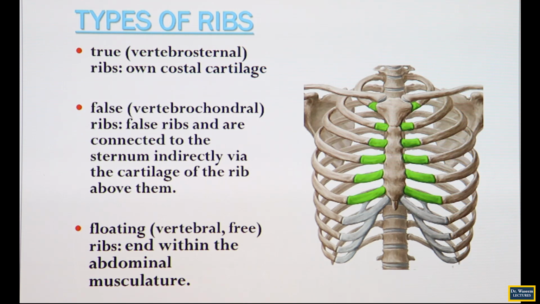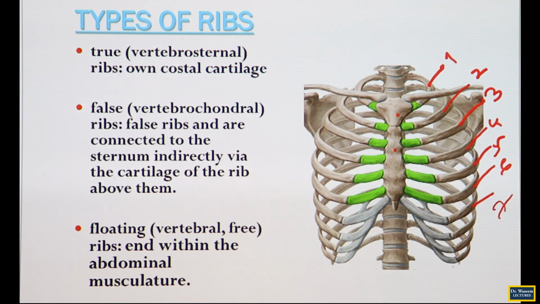One rib group is called the true ribs. These are those ribs which are attached to the Manubrium sterni or the body of the sternum by means of their own costal cartilages. You see this is the first rib, the second rib, the third, the fourth, 5th, 6th and 7th also.